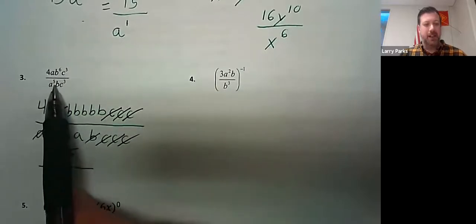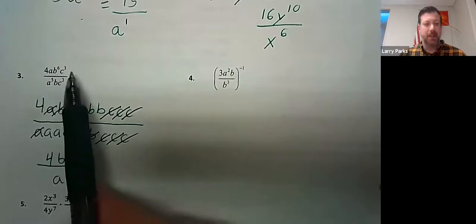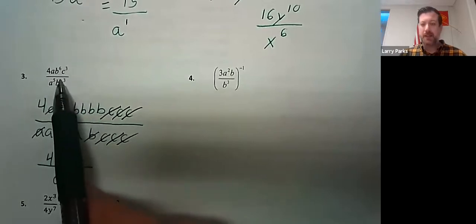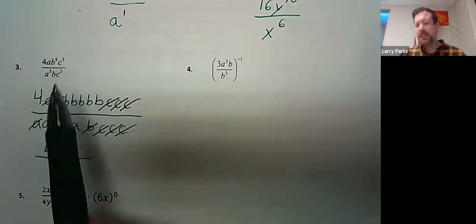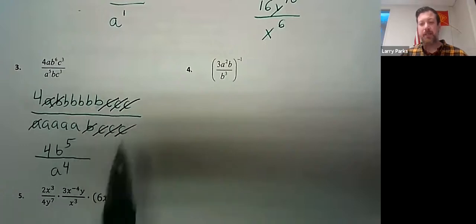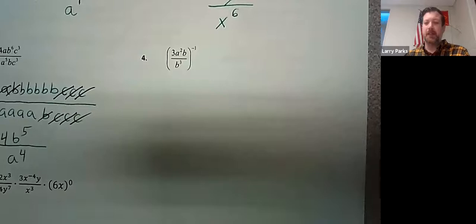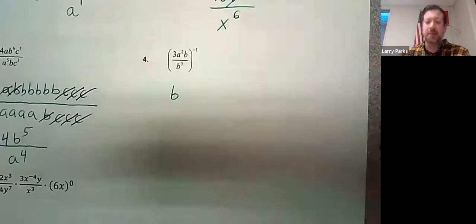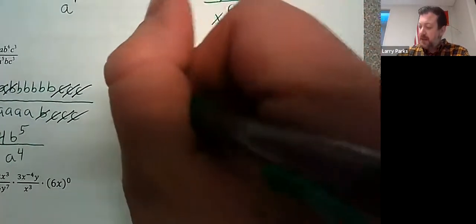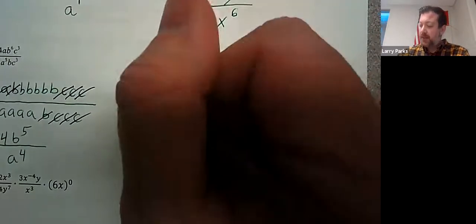Now, I probably wouldn't do it that way unless you have to, but notice the 4 stays here. We did 5 minus 1. We got 4 A's, goes on the bottom. We did 6 minus 1 is 5, b to the 5th on top. And then 3 minus 3 is 0. Anything to the 0 is 1, so they go away. So if you want to list it out, you can. Number 4, remember, I could just flip this whole fraction if it's to a negative. So that's the same thing as b to the 3rd over 3 a squared b to the 1st.